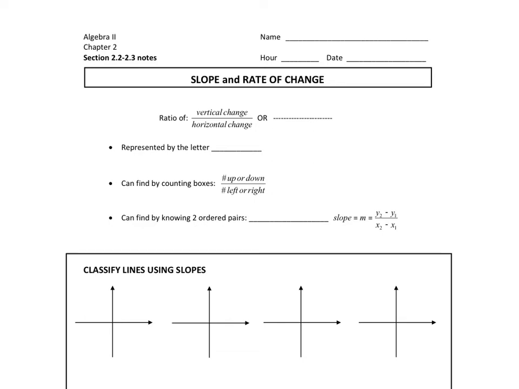All right, in section 2.2, we get going into slope and rate of change. This is one of the main things that you should remember from Algebra 1. Hopefully it was hit on pretty well. It's the ratio of vertical change over horizontal change, which you probably talked about as rise over run in Algebra 1. That is what the slope is, or a rate of change, and it's always represented by the letter M.